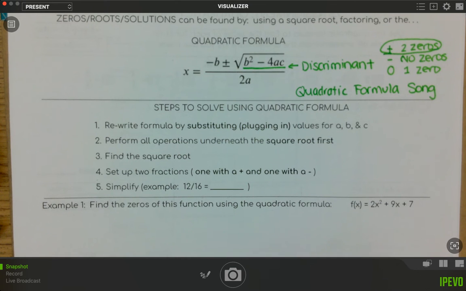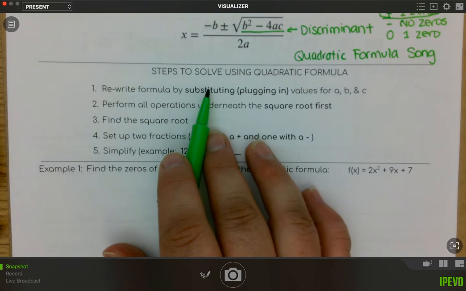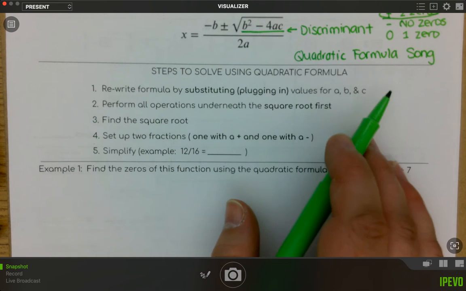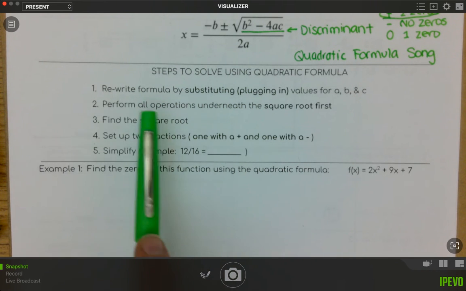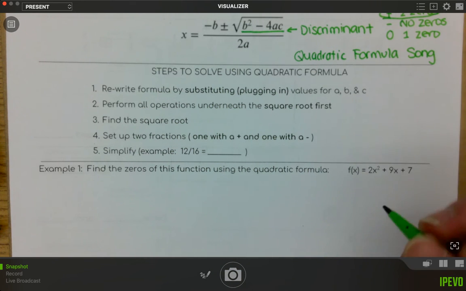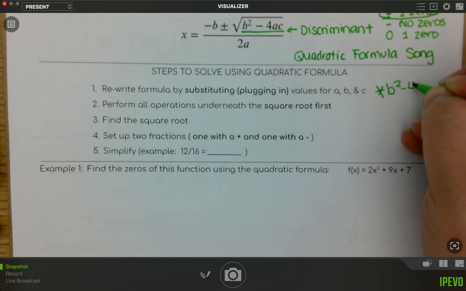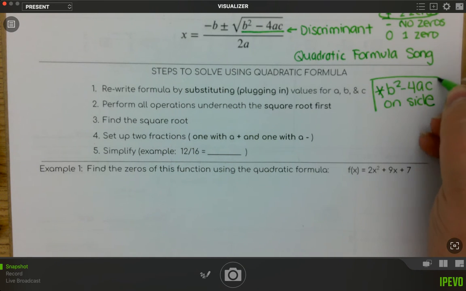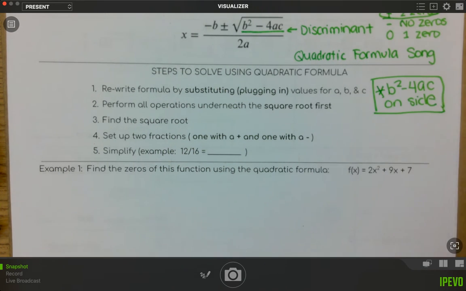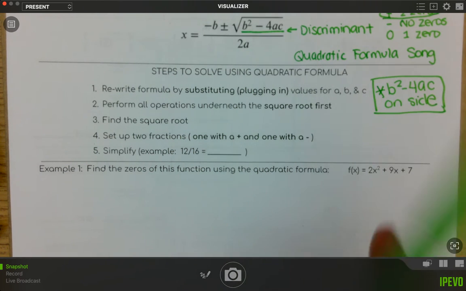Okay? So what we're going to do first is rewrite the formula by substituting or plugging in A, B, and C. Then we're going to perform all operations underneath the square root first. And actually, I'm going to make a note right here that we are going to do b squared minus 4ac on the side. And I'll show you why in just a little bit. And that's because this part is the only part that gets a little complicated.